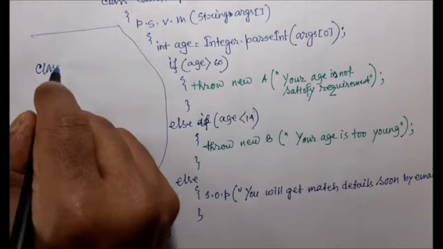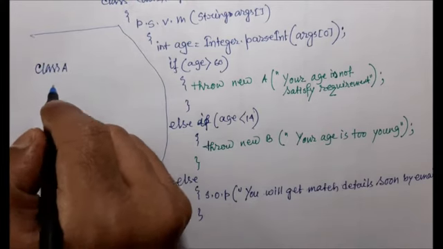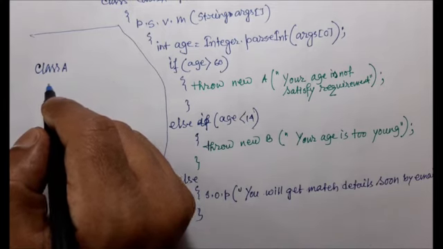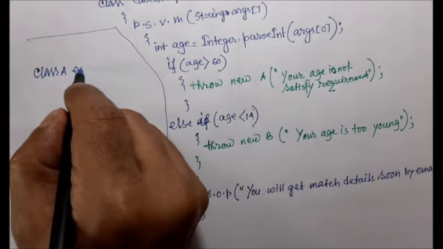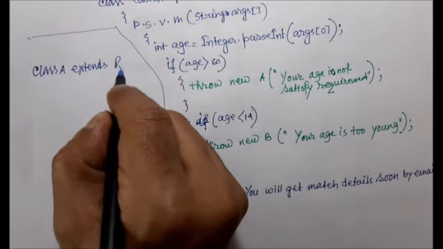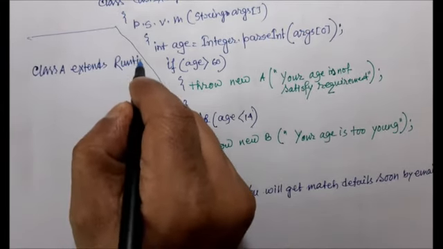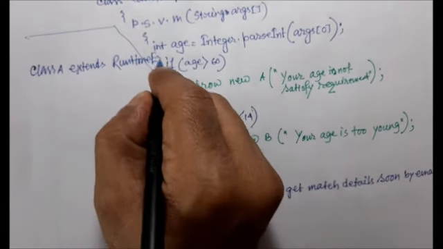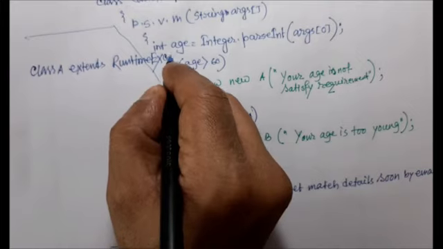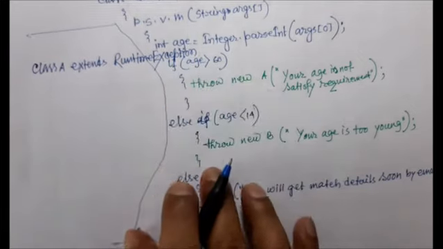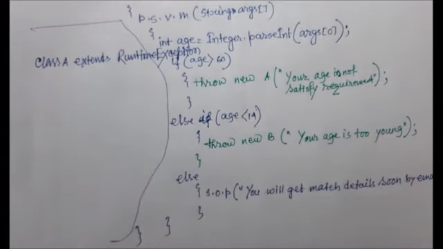Suppose this is class A. I want to create an exception class because I am going to throw my own exception. So this class must extend RuntimeException. I have discussed that we can take any other exception, but I suggest RuntimeException, because RuntimeException is an unchecked exception. So that is why I will extend it.